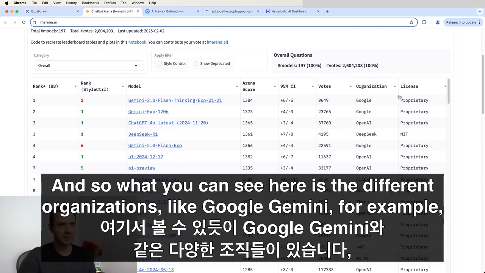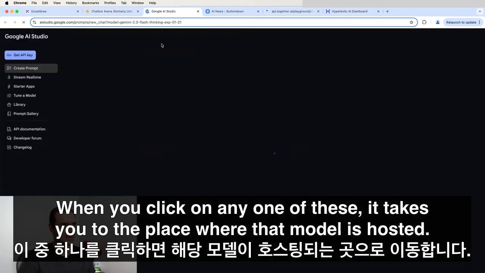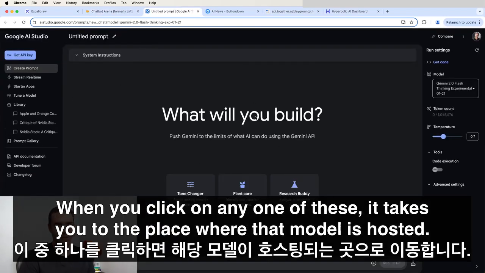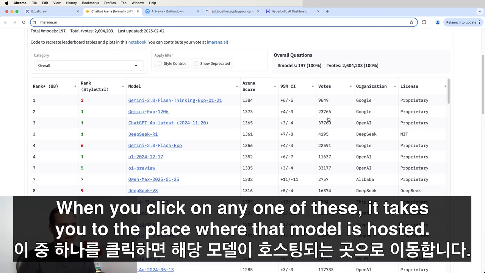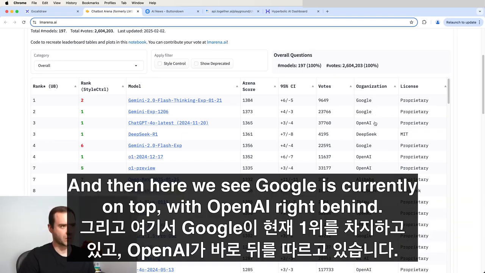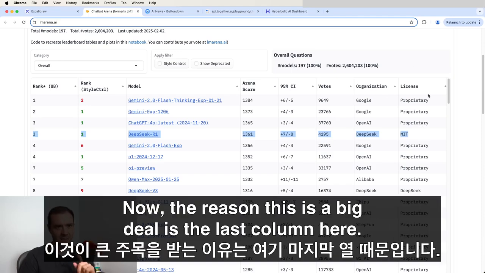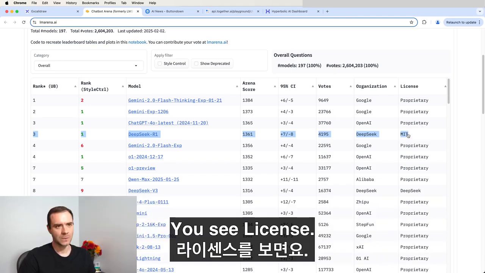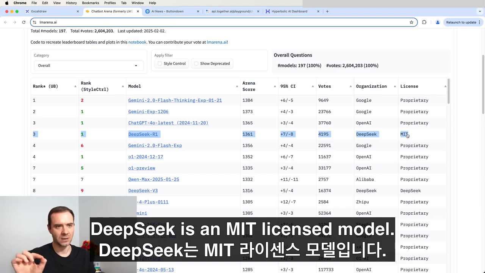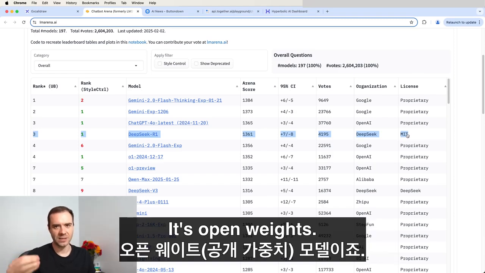And so what you can see here is the different organizations, like Google Gemini, for example, that produce these models. When you click on any one of these, it takes you to the place where that model is hosted. And then here we see Google is currently on top with OpenAI right behind. Here we see DeepSeek in position number 3. Now, the reason this is a big deal is the last column here. You see license. DeepSeek is an MIT licensed model. It's open weights. Anyone can use these weights.